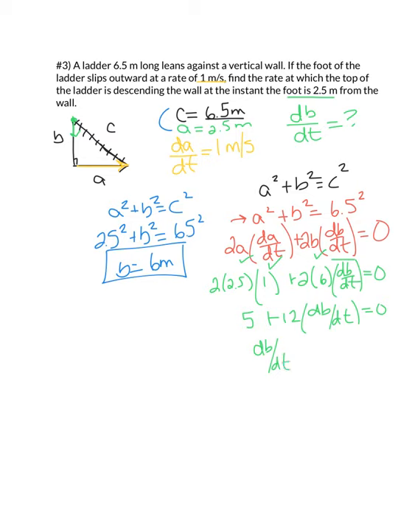dB by dt is going to equal negative 5 over 12. Now this makes sense. We knew that the top of the ladder was slipping down, and so we knew that we should be getting a negative rate here. And we can't forget our units, and so this is going to be a velocity or a speed, and so we're going to be getting meters per second here.